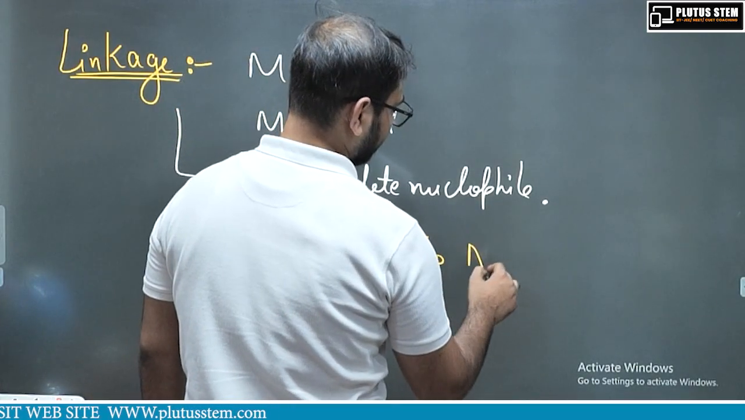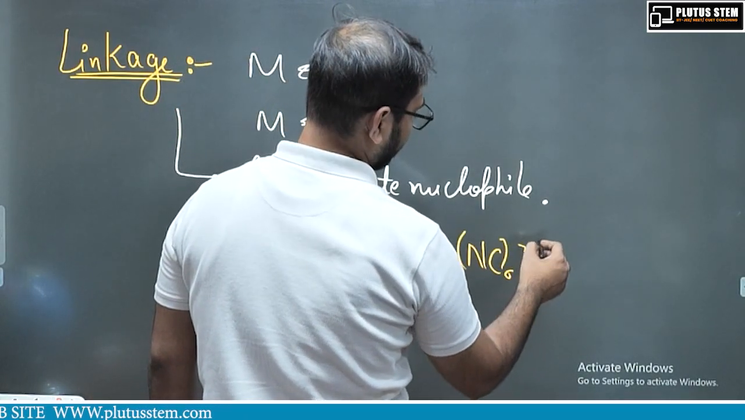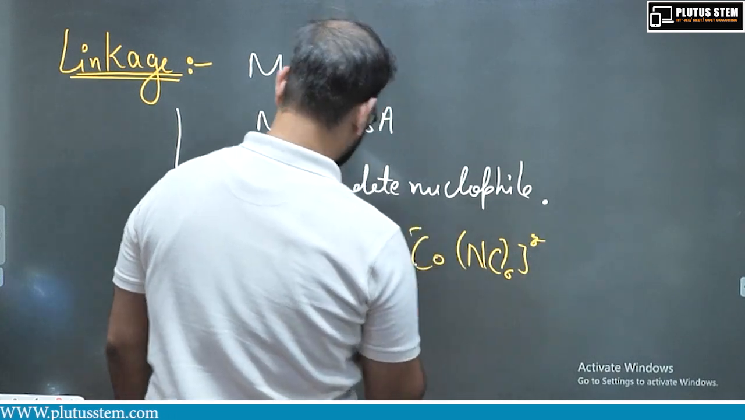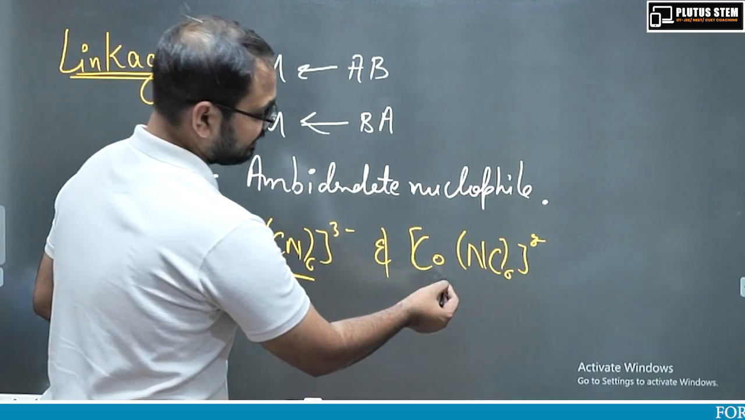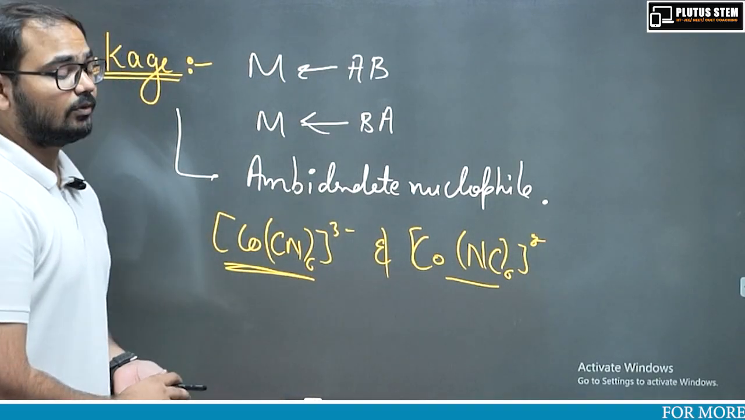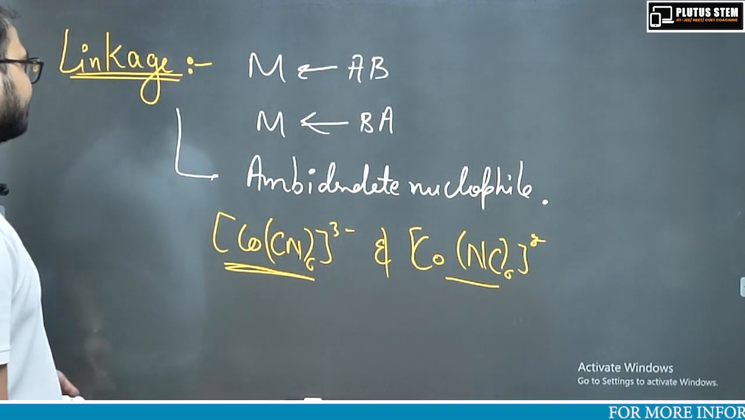Like this: CN whole 6 minus. In the previous complex, the carbon is bound to the metal center cobalt. In the second complex, it is the nitrogen that is bound to the metal center cobalt.